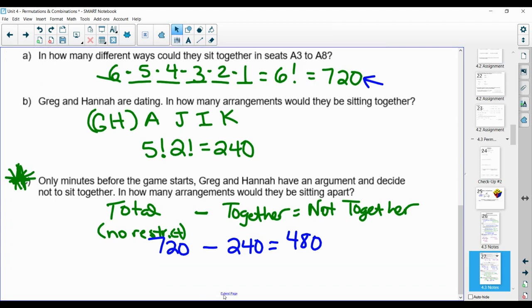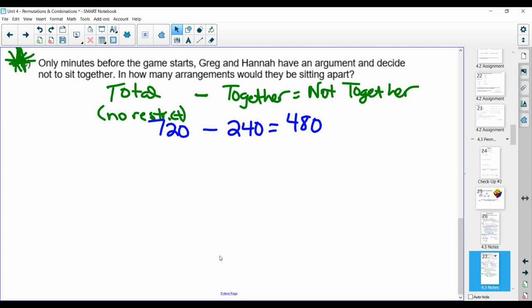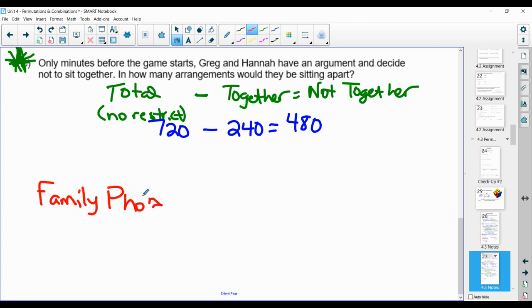So I'll give you one more example. It's not written in your notes, but just so that we can get a little more clarity on this. We're going to talk about some family photos. So imagine going for family photos, and we're going to have a family of 5. But in this family, we have a set of twins, and those twins don't get along very well. And the parents have decided that they cannot be standing side by side because the photos just aren't going to turn out. So how many ways can we arrange these photos if the twins can't be together?